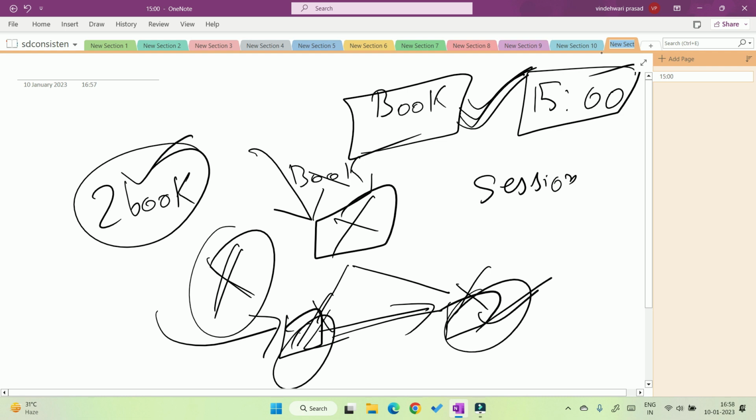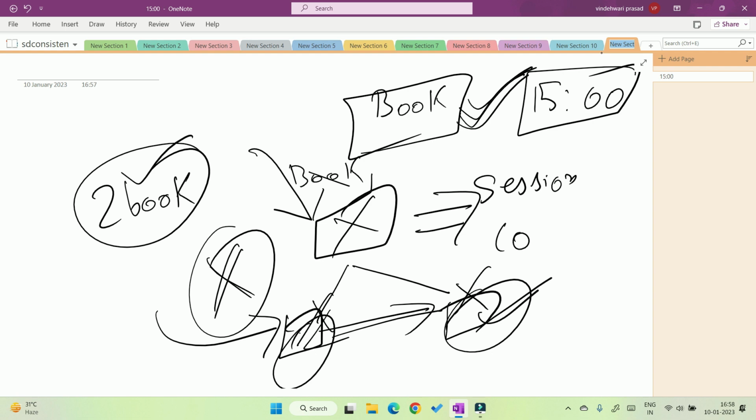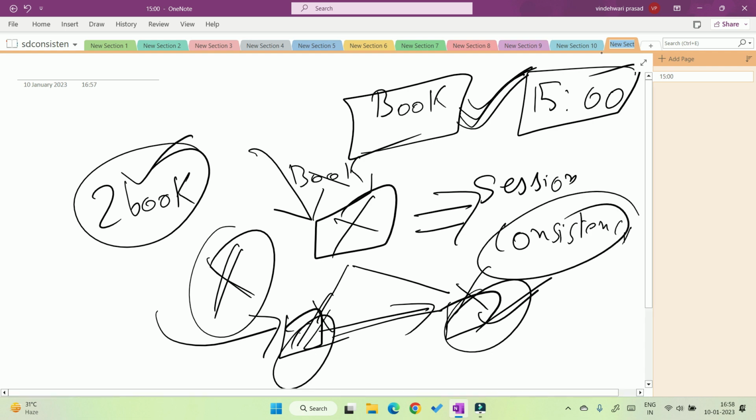So this type of system is highly consistent. They do not compromise on their consistency. If they compromise on their consistency, two people can book the same room.